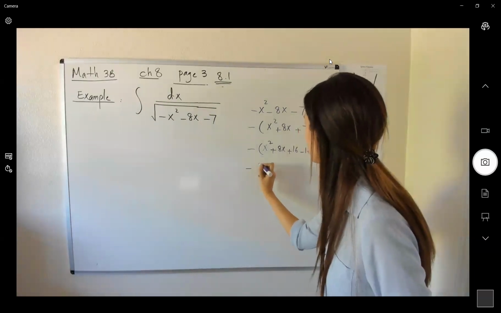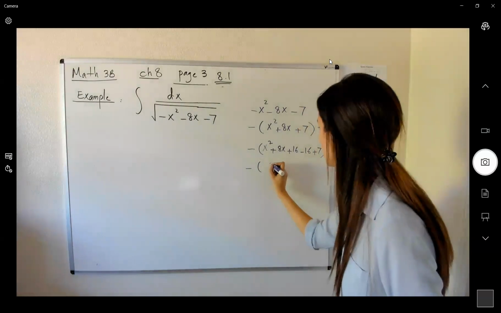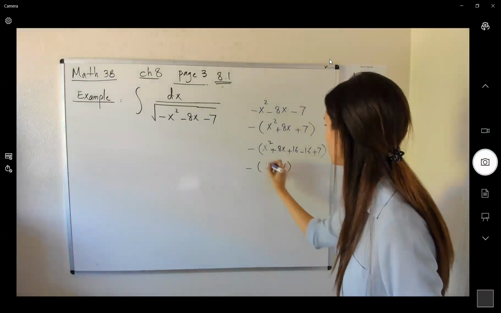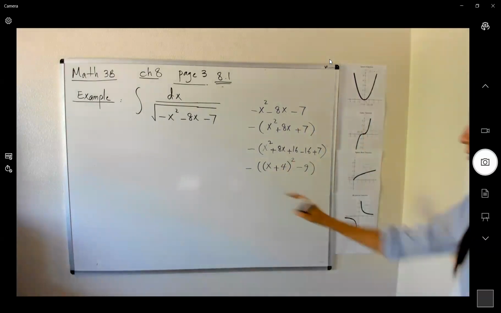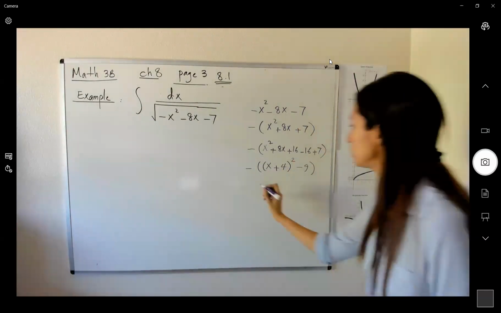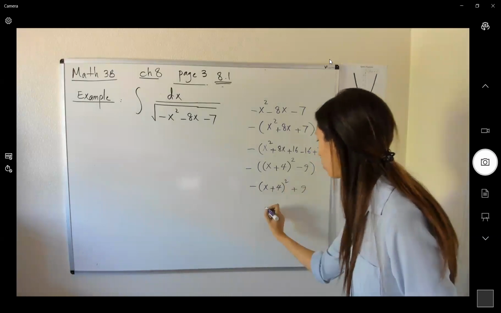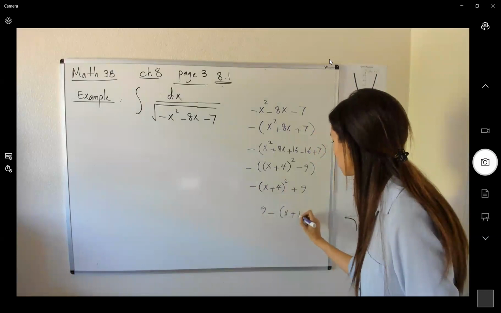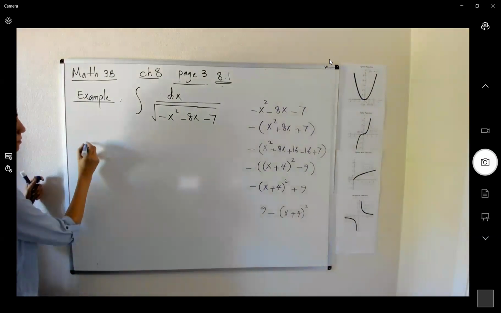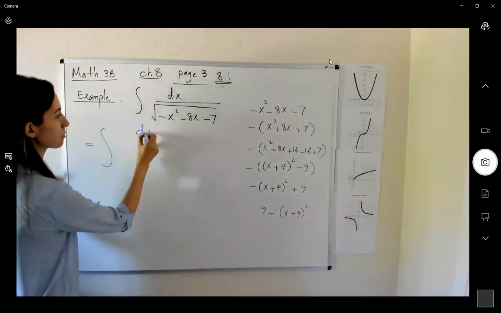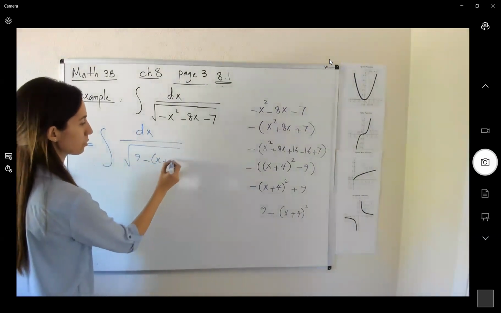So here you have a negative sign. This is x plus 4 squared minus 9. Now I'm going to just distribute the negative sign here. I have minus x plus 4 squared plus 9, or 9 minus x plus 4 squared. So my integral is now the integral of dx divided by the square root of 9 minus x plus 4 squared.